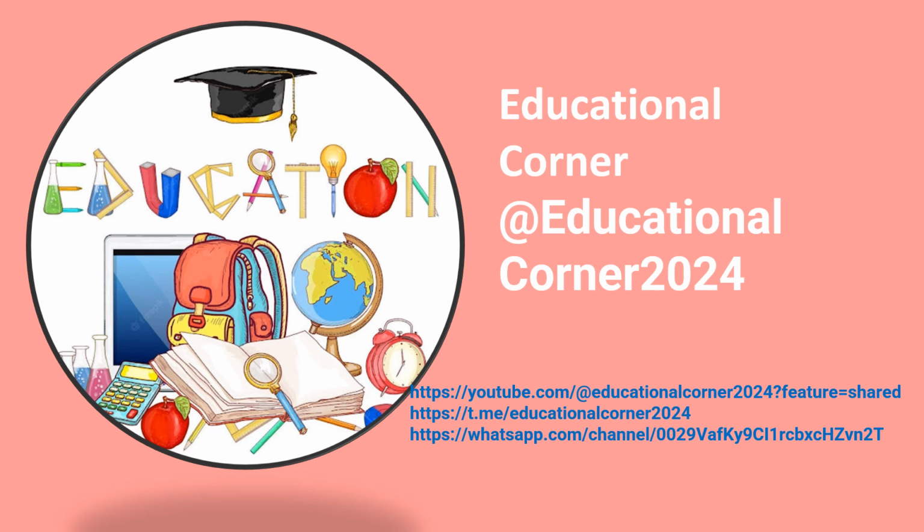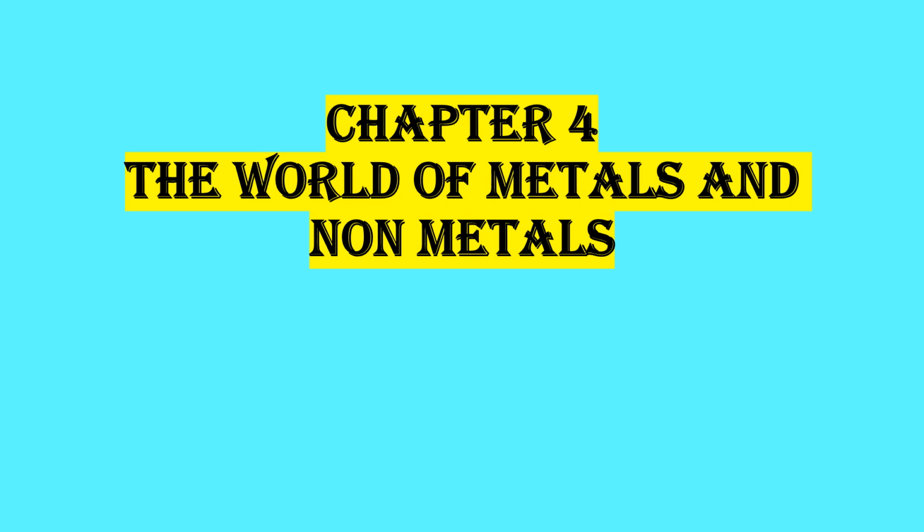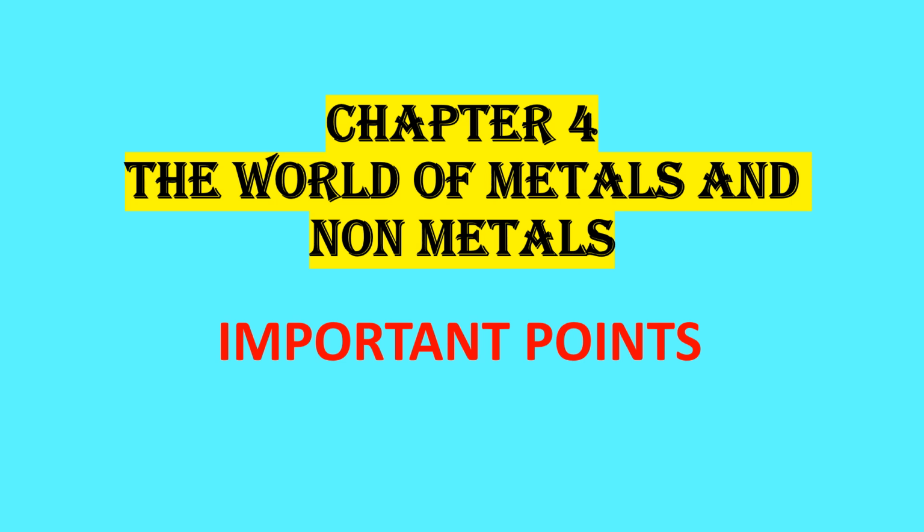Today, as you are aware, we have already completed chapter 4, the world of metals and non-metals. We have learnt about various properties of metals and non-metals in this chapter. We have already covered the explanation in two parts, part 1 and part 2. Then we have done the back exercises as well as the summary of this chapter, and today we are going to start with important points, and I hope these points will surely help you in your studies. So let's get started with important points.